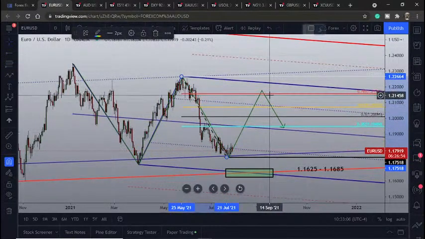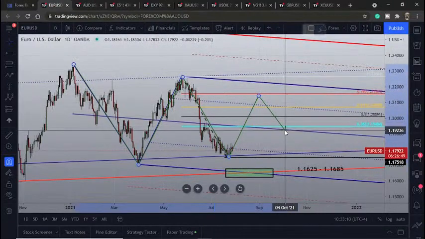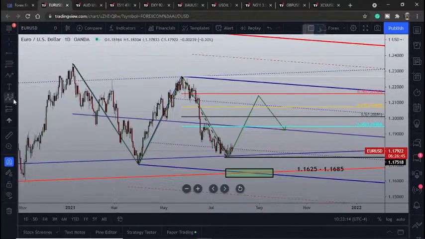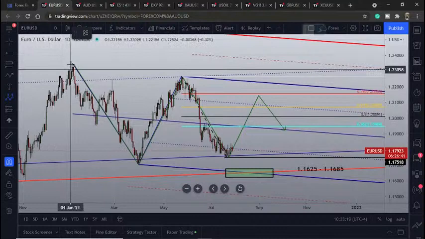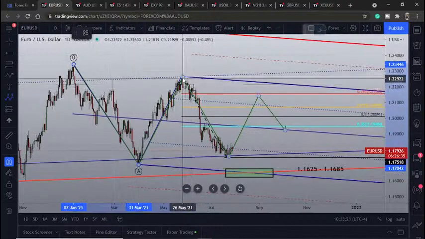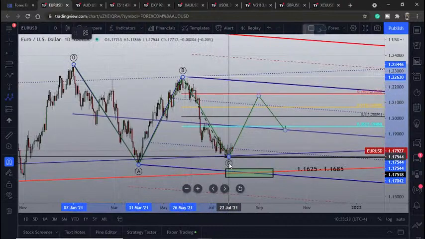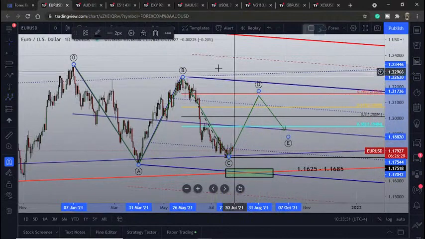0.618, 0.786, sort of that area. And then move lower, then I think we might have a triangle. And triangles, you label A, B, C, D, E. So if the trend was up, you want to label it opposite to what the trend's doing, because I see it as a correction. A, B, obviously if we fail here, D, and then anticipate an E wave.